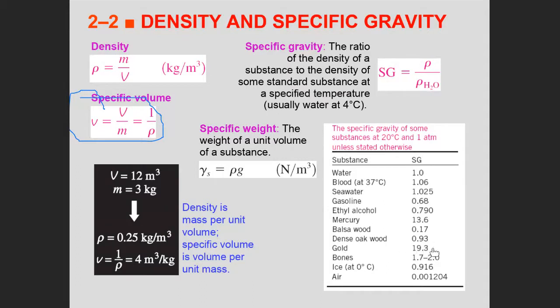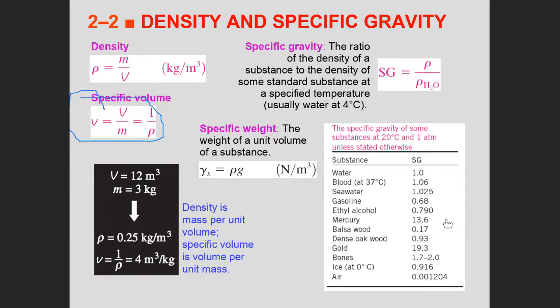You see, gold is very heavy. Where is mercury? Mercury, we always use it. How much is mercury? 13.6. Very heavy fluid compared to water.